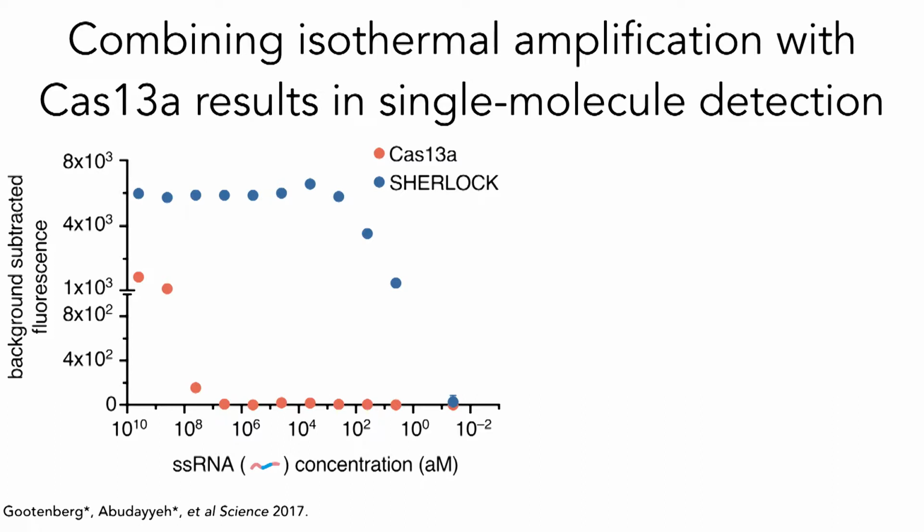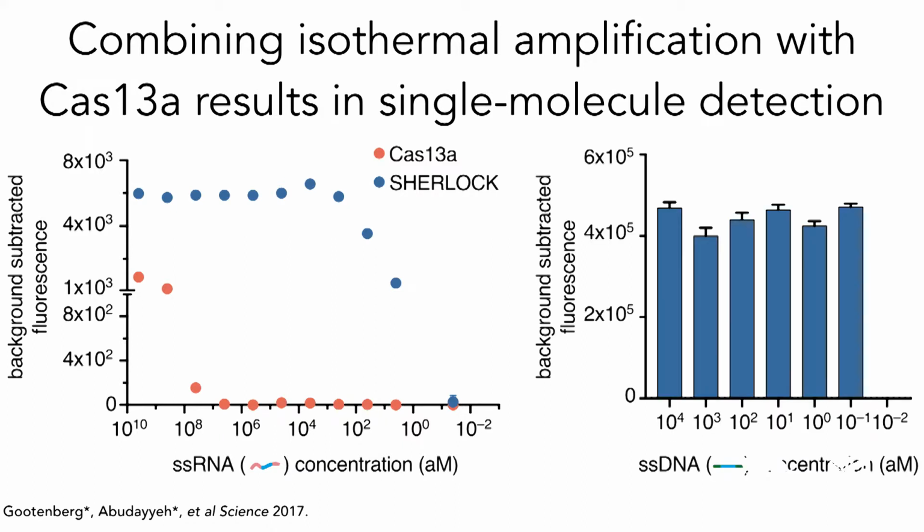Just to calculate it, 1 microliter of a 2 attomolar solution contains about a single molecule. So you can see that we drop off a little bit below an attomolar. It's because there's nothing else there that we can really detect. So this isothermal amplification really pushes it down into this range. And we can do that for RNA, but we can also do it for DNA.